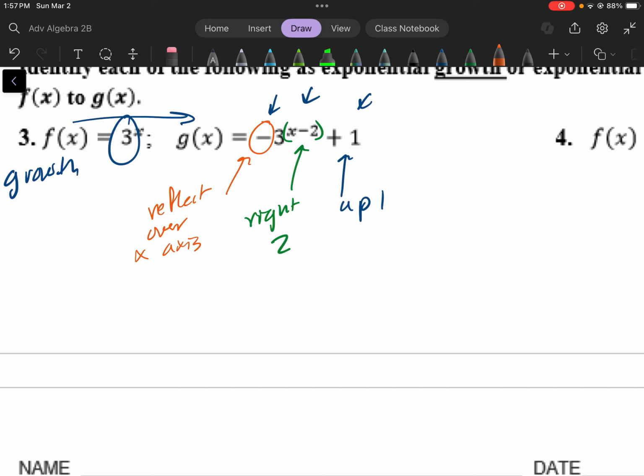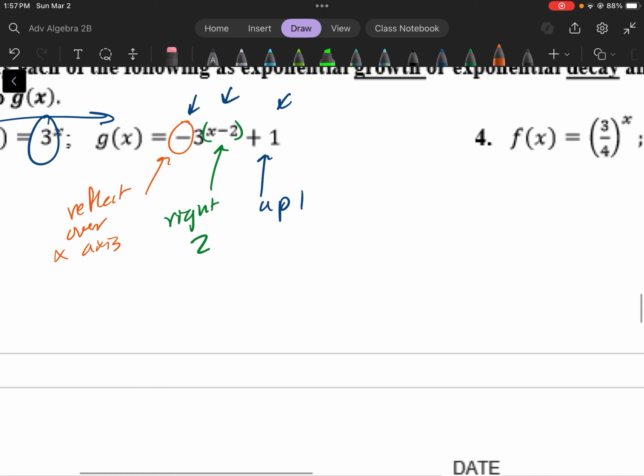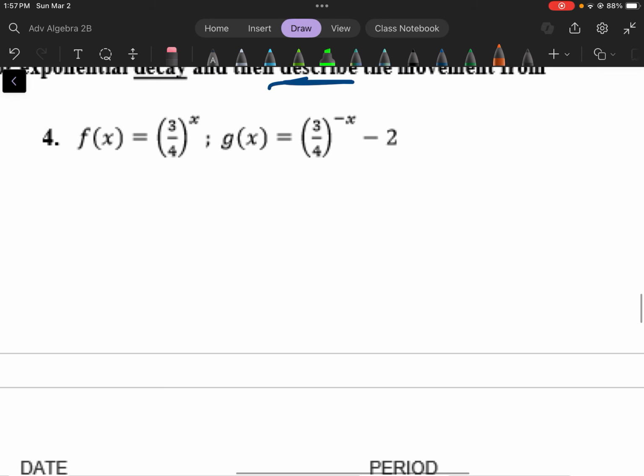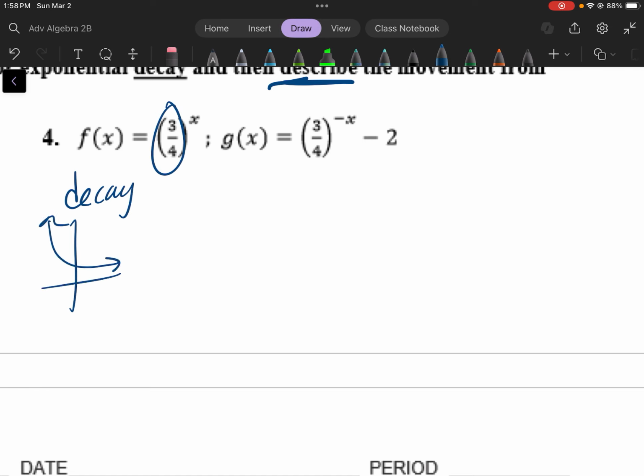Okay, so they're the same transformations, just being applied to a different function. But you do pretty much the same thing. So for this one, automatically the b value, the base value, is less than 1 and greater than 0. So that would mean this is a decay. So it's going to look something like that.